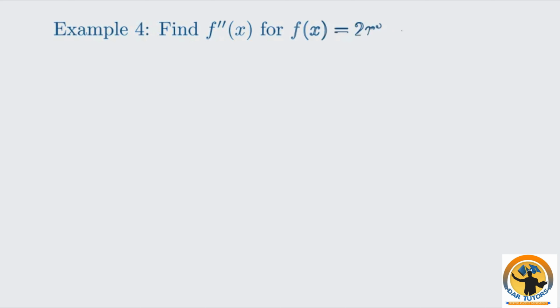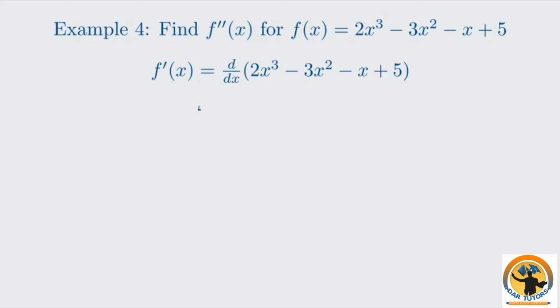Let's find the second derivative of a polynomial function. Find the second derivative of f of x equals 2x cubed minus 3x squared minus x plus 5. To find the second derivative, we must first find the first derivative. Using the power rule, the derivative of 2x cubed is 6x squared. The derivative of 3x squared is 6x, and the derivative of x is 1. The derivative of the constant 5 is 0.